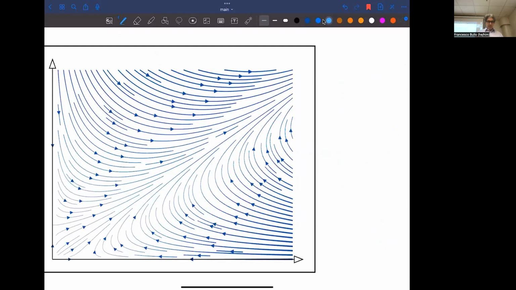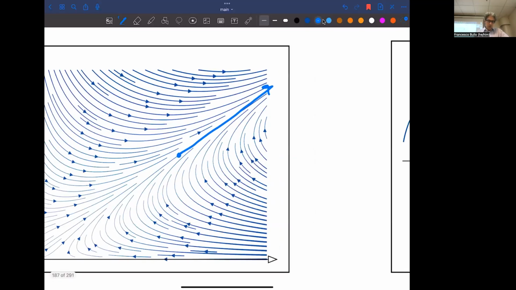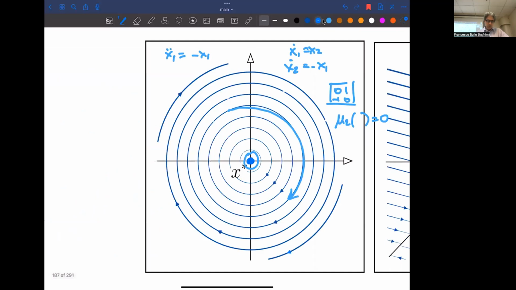By the way, suppose I give you either a trajectory that goes to infinity, or I give you an equilibrium. What do you know about all of the other trajectories?